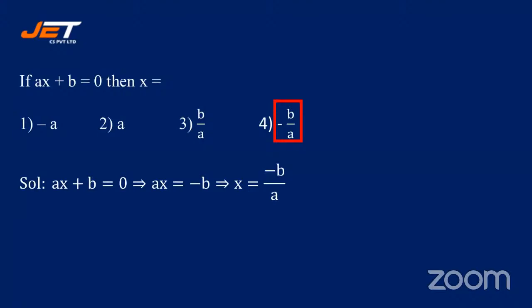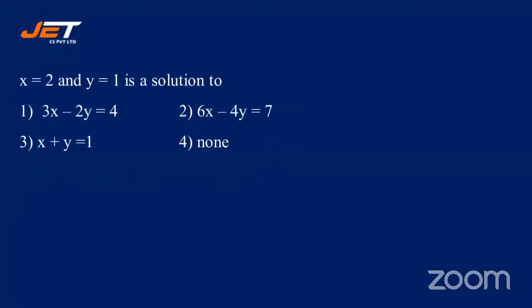Right, because ax plus b is 0. What is ax minus b? X is nothing but minus b by a. Simple, isn't it? See the next question. X is equal to 2, Y is equal to 1 is a solution to dash. You just have to work out, put the values in the equation. Whichever equation satisfies this, that is the answer.